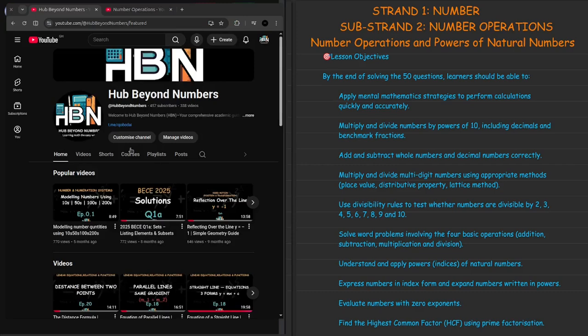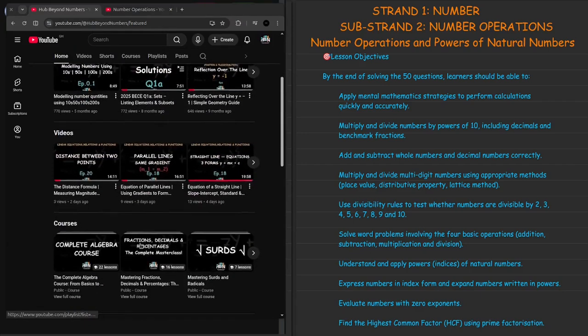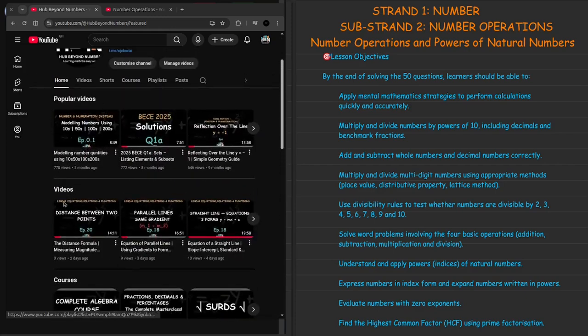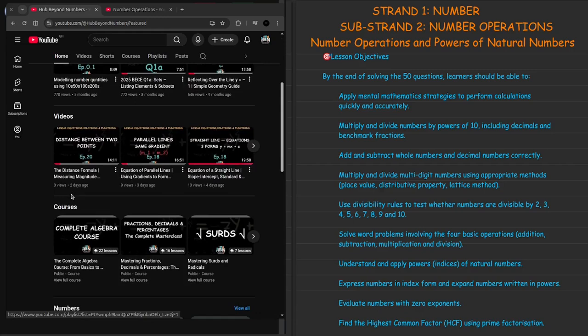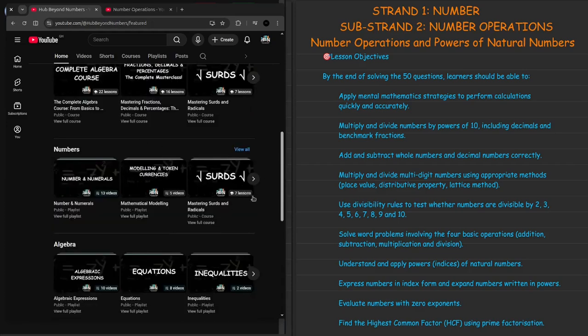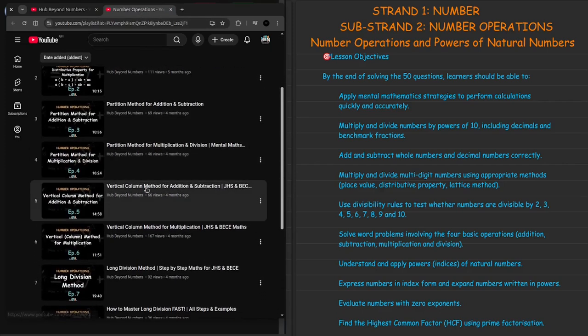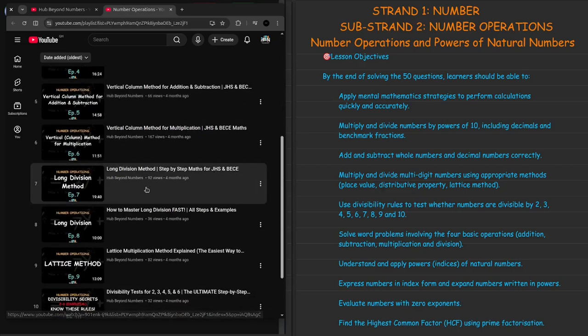With that, all you need to do is log on to the YouTube channel, and on the channel, click on Home. On Home, the first section has popular videos, then videos in the order I've posted them. Then you have courses, but you come straight down to numbers. On numbers, you look for number operations. It might not be the first one, so you click so that it brings out more. This is what we want to work on. If you click on number operations, we have 11 lessons that explain in detail all that we are coming to solve in here.